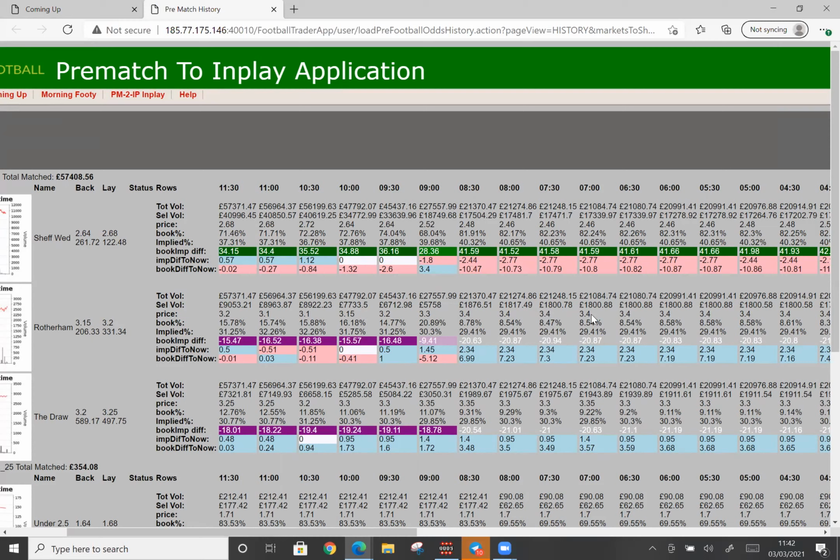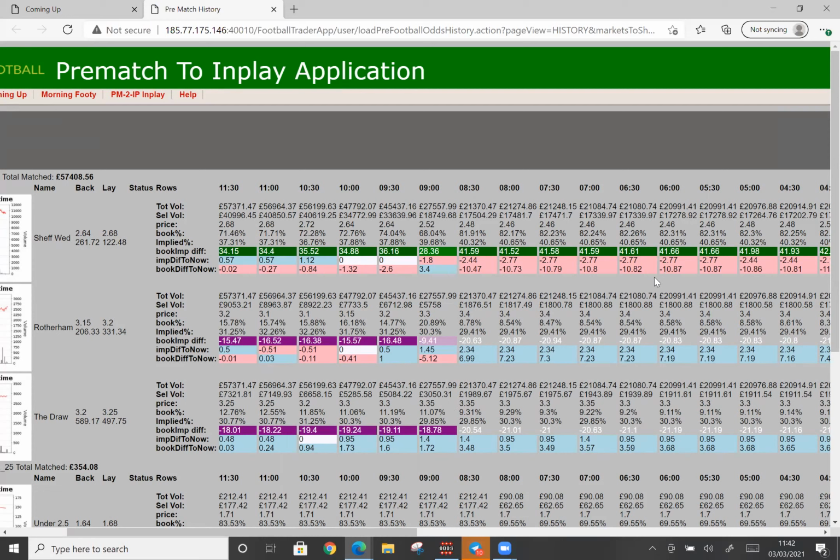Or indeed, if you'd had a look at Rotherham, they are 3.4, very solid blue, and then it goes down to 3.1, or the draw comes in. But as you can see, the difference. So you can get some good trades on these, providing you keep your eye out.